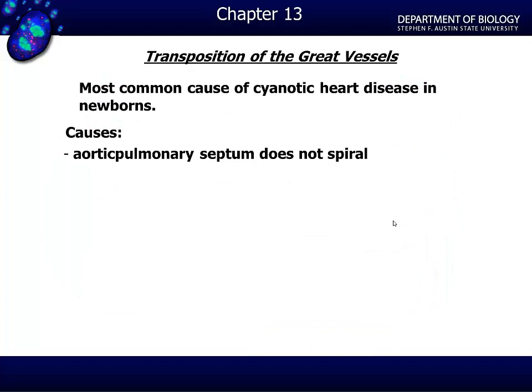Now, the next category that we're going to talk about here is transposition of the great vessels, and when we talk about great vessels, we're talking about the pulmonary trunk and the aorta. And this is going to be solely caused by the malformation of our aorticopulmonary septum. Malformation in that it's not that it doesn't form, it does form, it simply doesn't spiral. And without that spiraling action, we're not going to separate the pulmonary trunk from our aortic trunk.